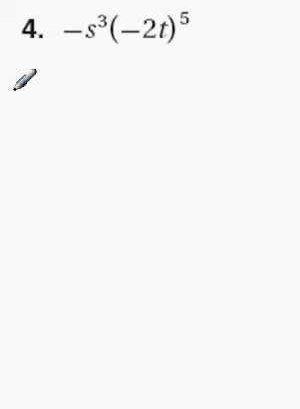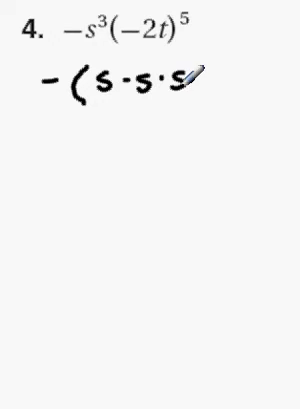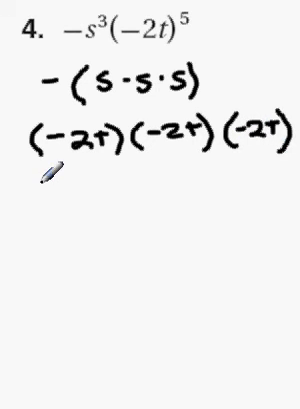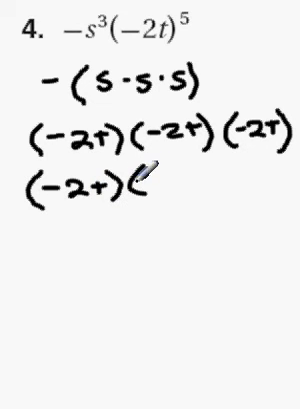Number 4, here I have negative s to the 3rd times negative 2t raised to the 5th power. So this is going to be negative, then I'm going s times s times s times negative 2t, negative 2t, negative 2t, negative 2t times negative 2t.